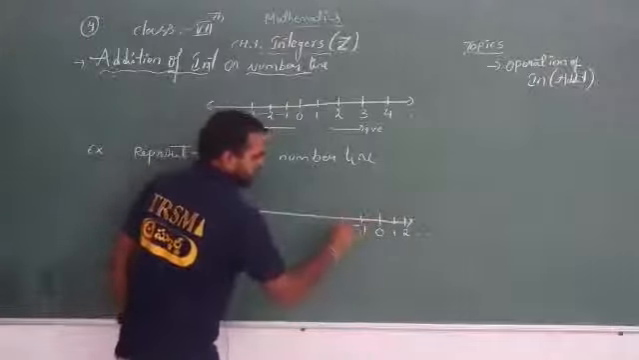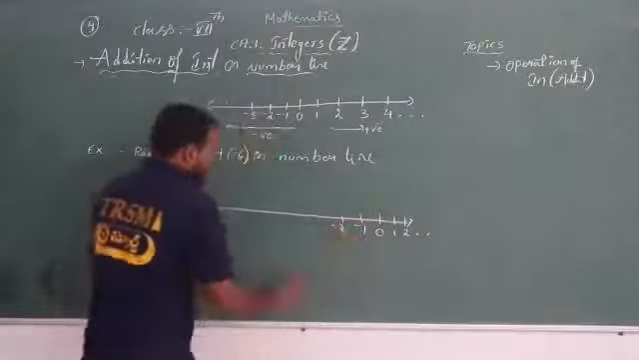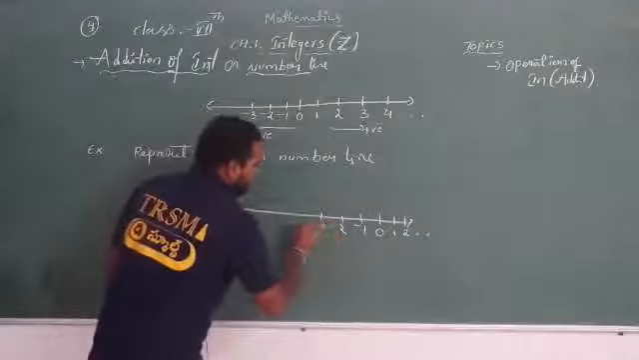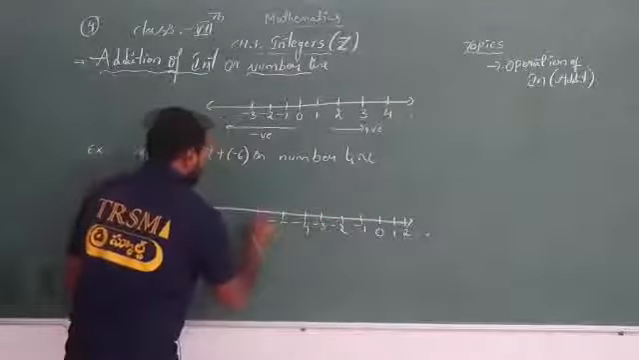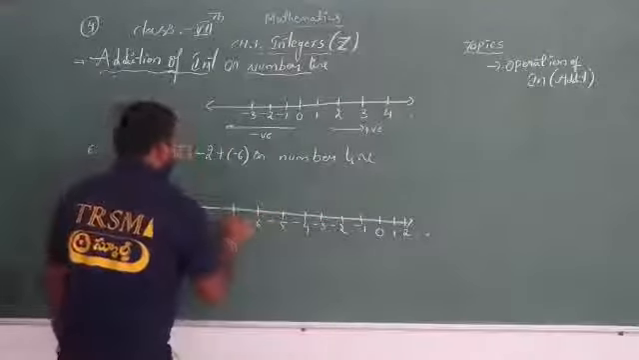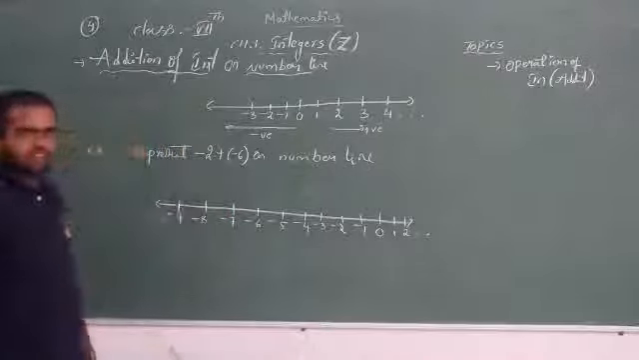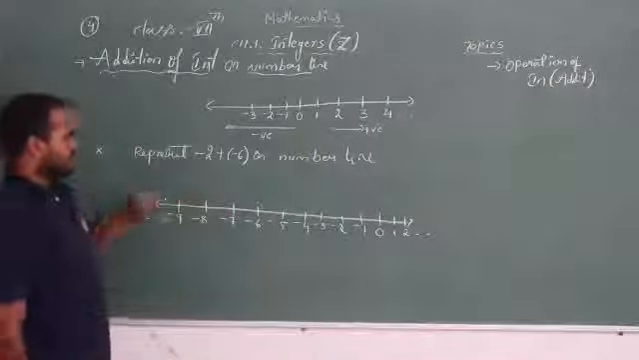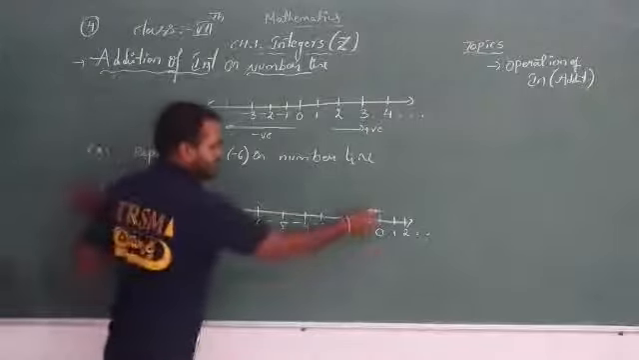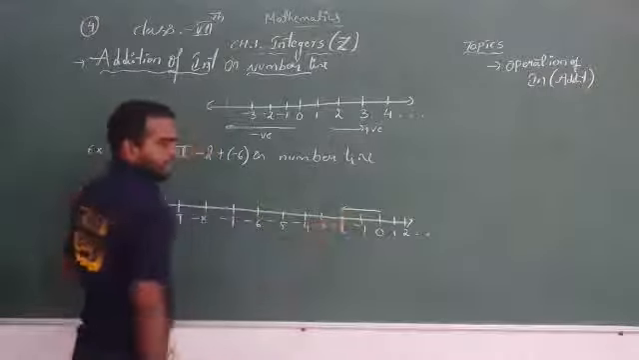like -1, -2, -3, -4, -5 and -6, -7, -8, -9 and so on. Now, what is the first number? It is -2. So 0 to -2. So here is -2.